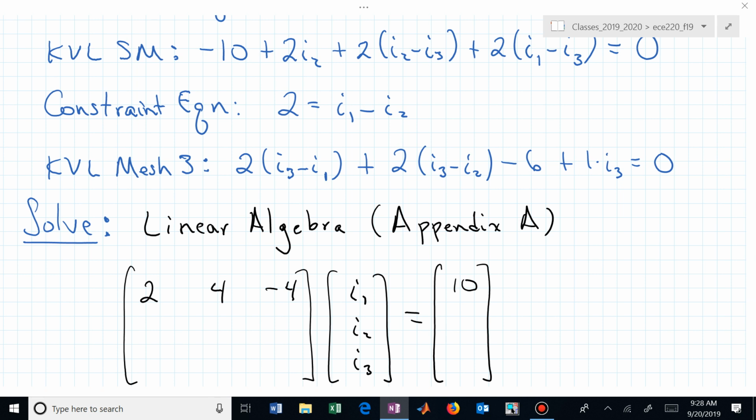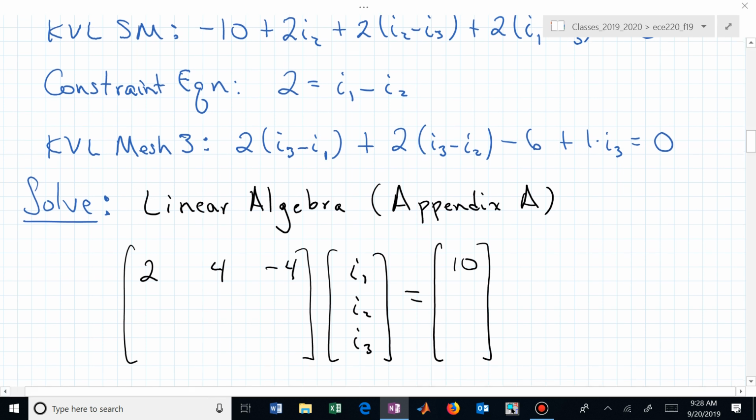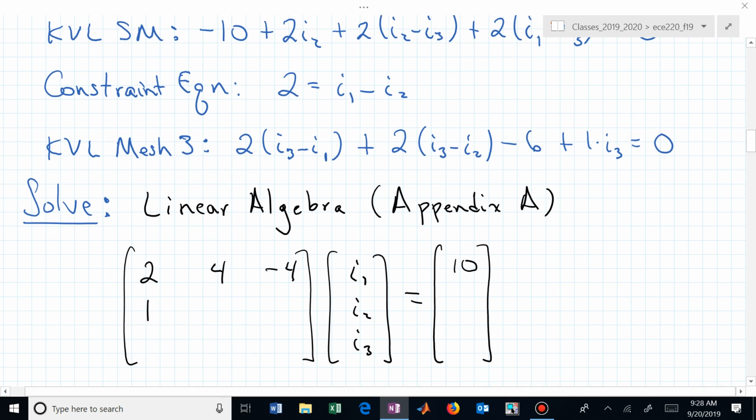Now the second equation says I have I1 and a minus I sub 2. I have no I sub 3, and those are equal to 2. I really just flipped those sides on the second equation to write that.